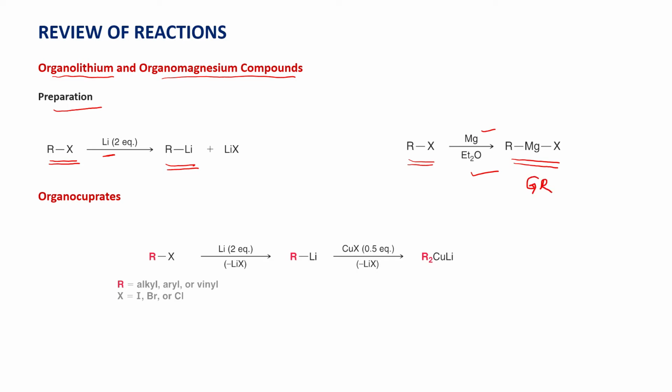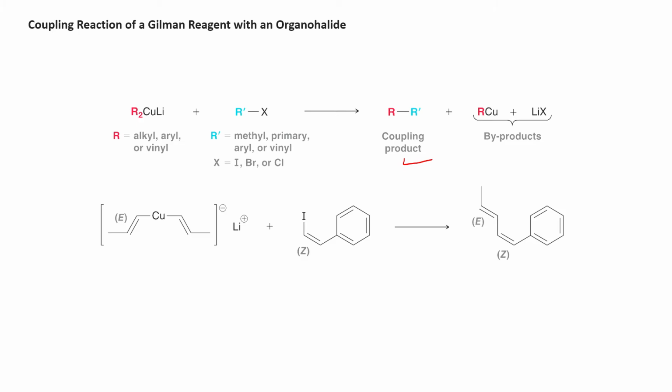How do you prepare an organocuprate compound? When you treat an organohalide with lithium, first it will give you an organolithium complex. When you treat this organolithium complex with copper halide, it will give you an organocopper lithium complex. This organocopper compound is also known by the name Gilman reagent. When you treat Gilman reagent with an organohalide, you will get your C-C bond coupling product.